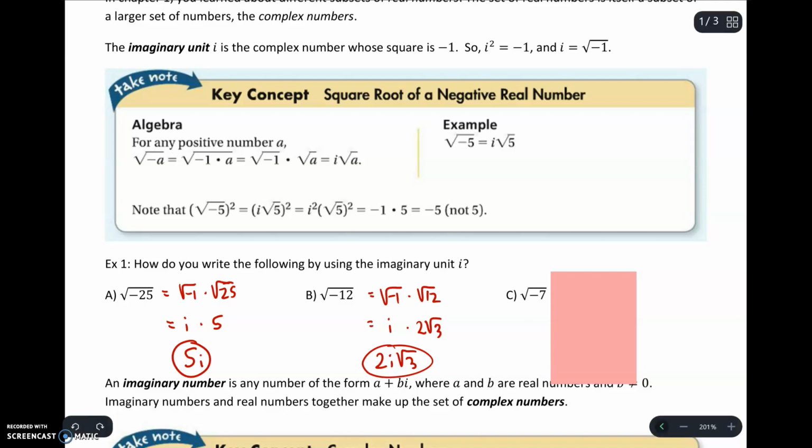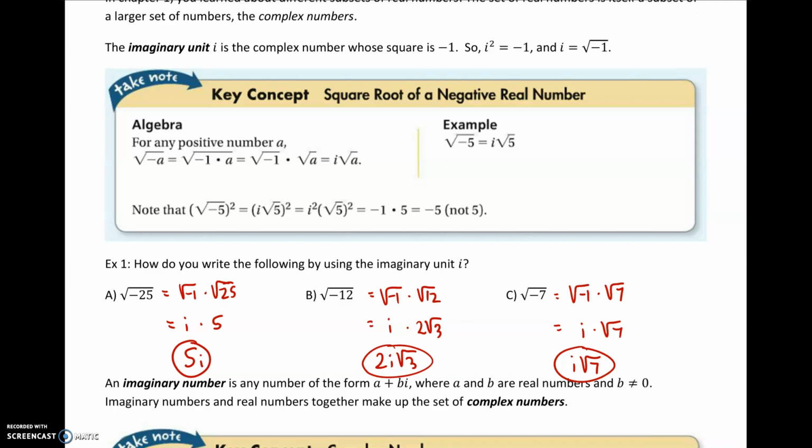And with our last example, not really anything we can do to simplify at all. So the square root of 7 is still going to be the square root of 7, but just to denote that that's going to be a negative square root, we're just going to use that i rad 7 instead.